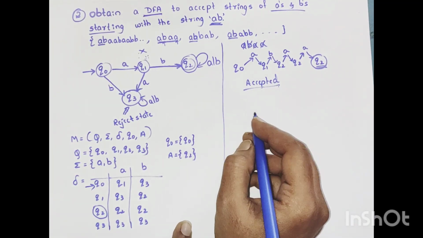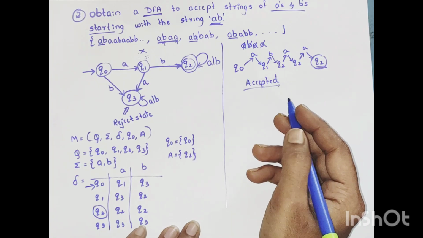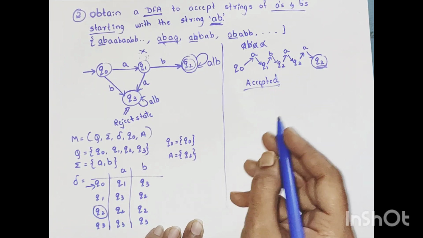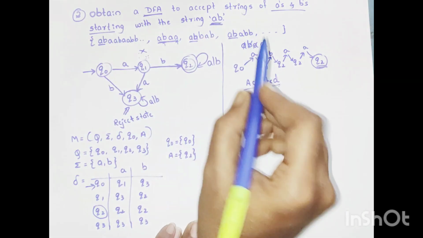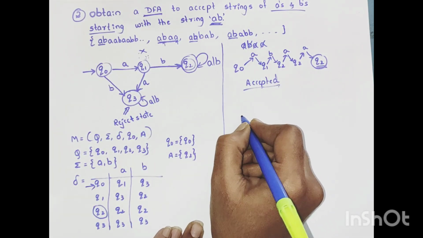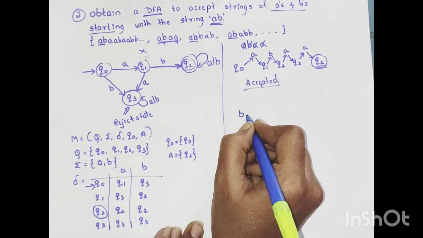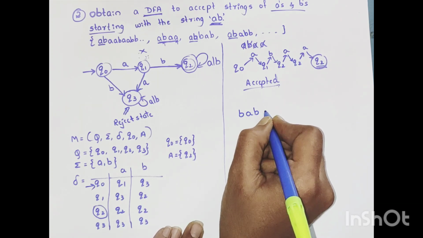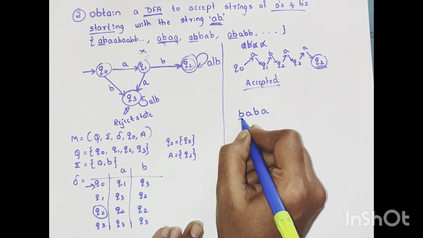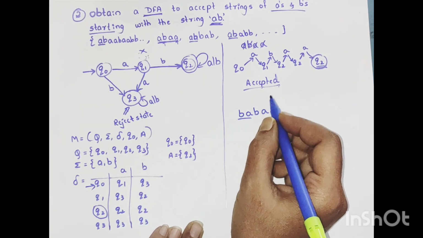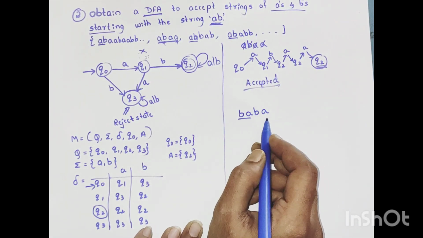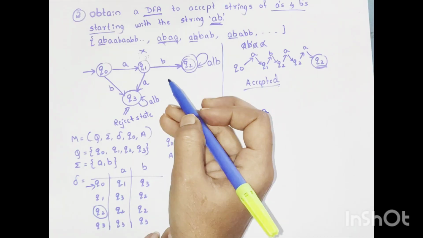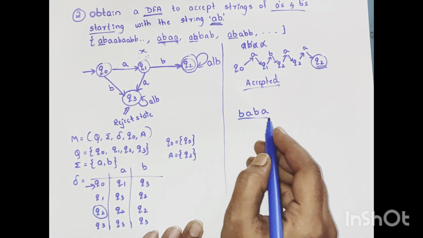Then we'll go with some non-acceptance or rejection possibilities of strings. Here the condition is that the string should start with AB. So I will take the example of BA. Here the string is starting with BA, but the given condition is it should start with AB. So let us check whether our obtained DFA machine will parse this or not.